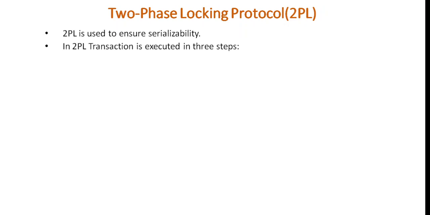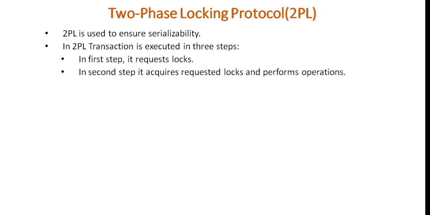Two-phase locking protocol is also called 2PL, and it is mainly used to ensure serializability. Okay, it means it is used to ensure that though we execute different transactions concurrently, they will produce the same result as that of a serial schedule. That is called the serializability property. In two-phase locking protocol, a transaction is executed in 3 steps.